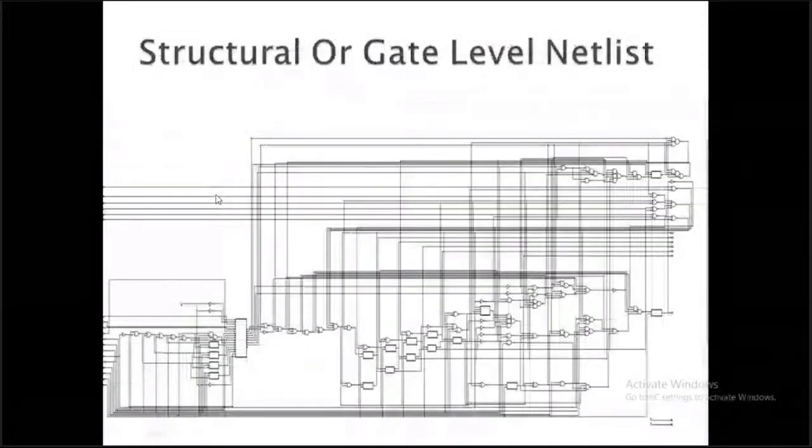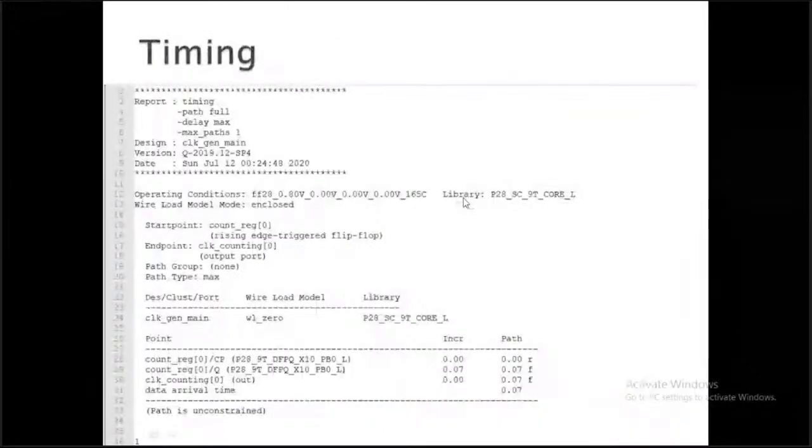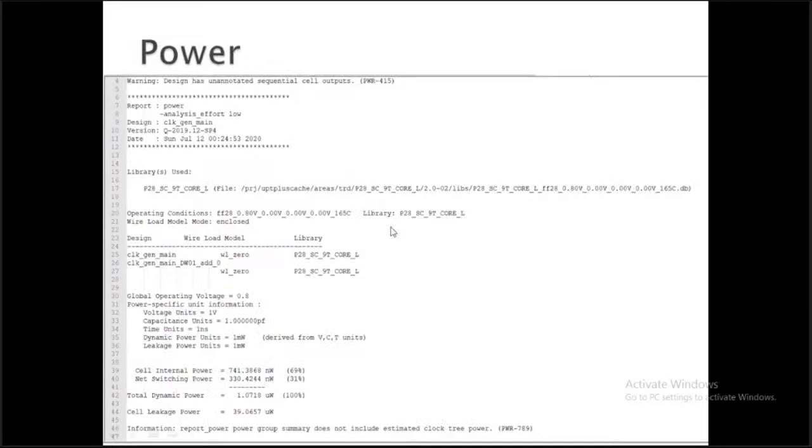After this gate level netlist, we check whether the timing is proper or not. Here you can see we get the complete path timing: what the data arrival time is, what the clock time is. Everything we get in this timing report. Then we have a power report as well for the same circuit, showing how much power it is taking.